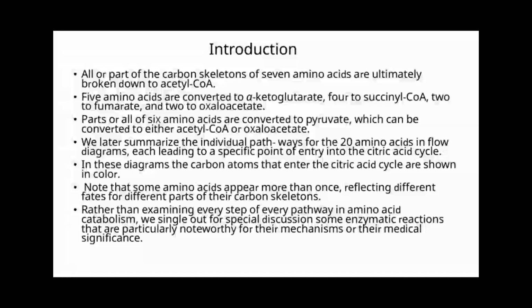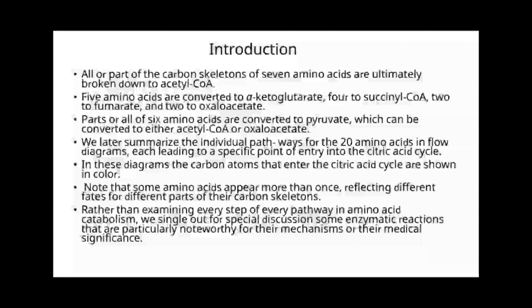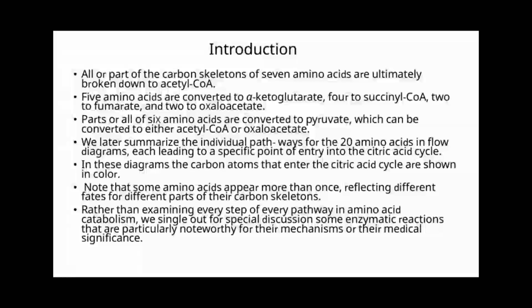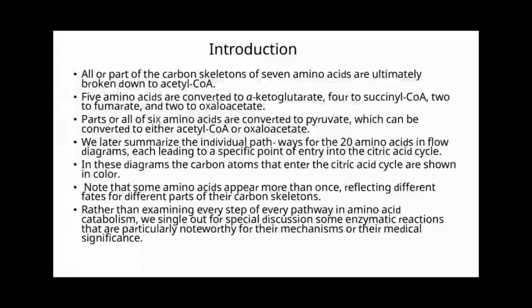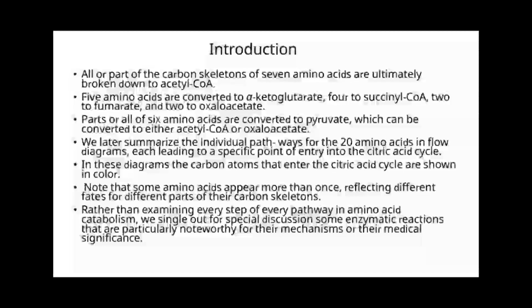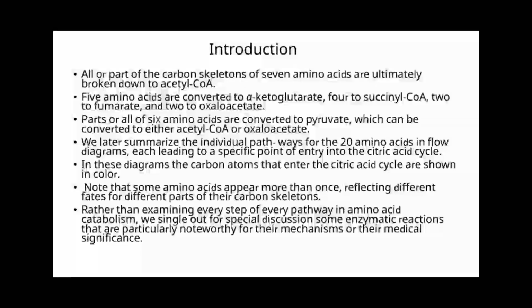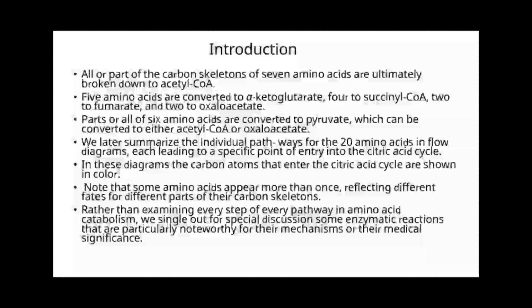Essentially, the carbon skeletons of 7 amino acids are ultimately broken down into acetyl-CoA, which then enters the cycle to generate energy. Now, 5 amino acids are converted into alpha-ketoglutarate, and 4 are transformed into succinyl-CoA. Additionally, 2 amino acids become fumarate, and another 2 are converted into oxaloacetate. These are all key intermediates within the cycle, highlighting how amino acids can feed into different points here.